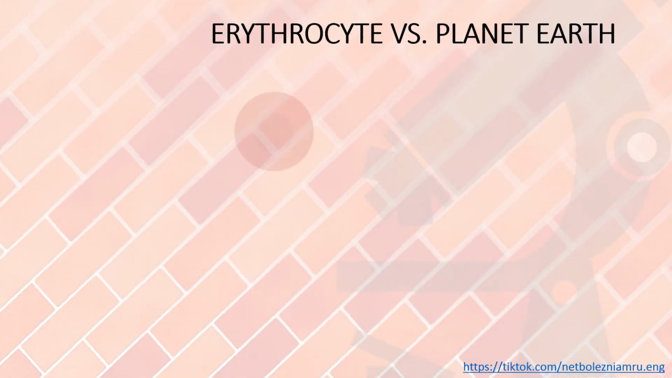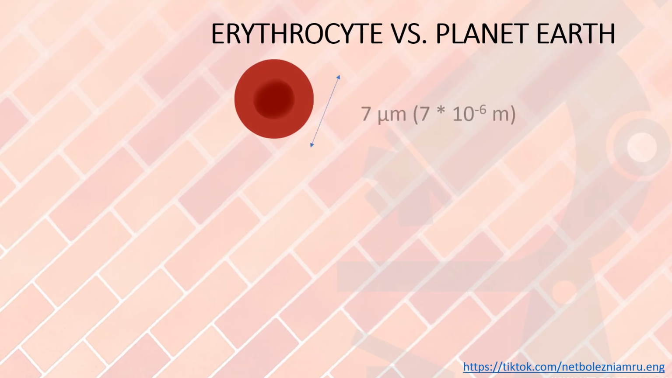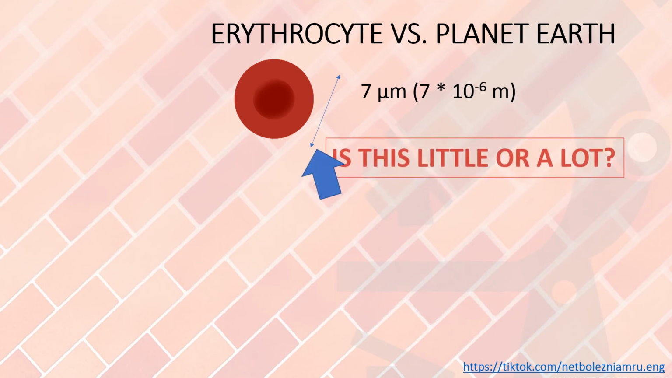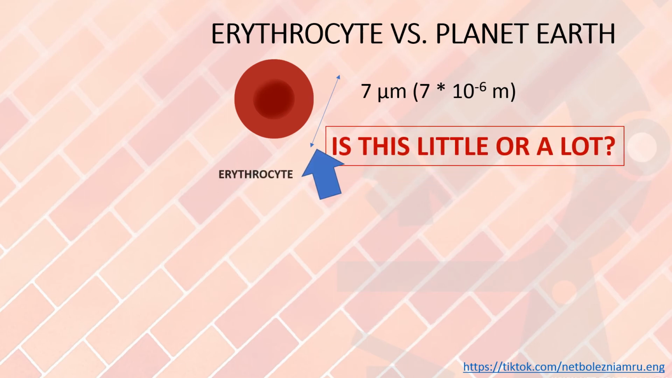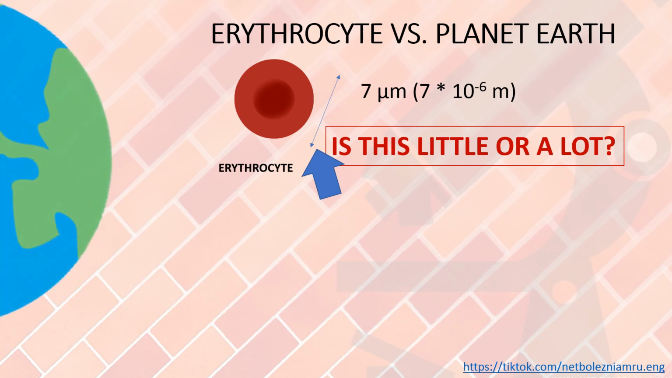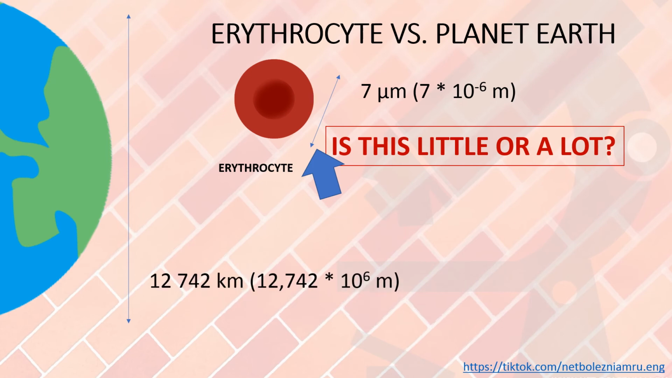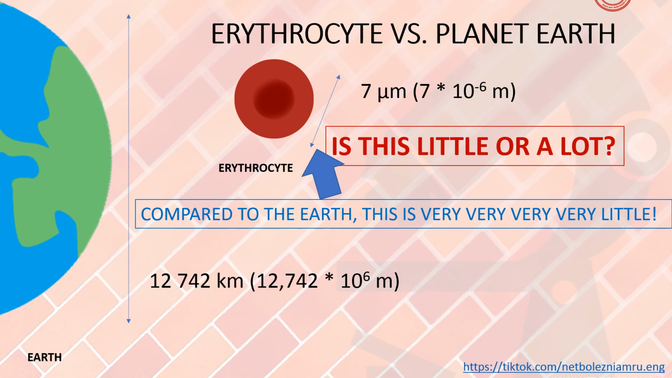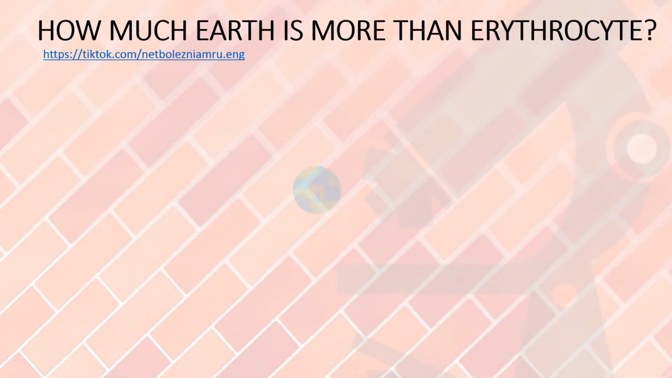Now let's compare the red blood cells with the planet Earth. Imagine 7 microns of a red blood cell and compare it to our planet. Is it a little or a lot? Well, of course, the erythrocyte is small. After all, the diameter of the Earth is about 12,742 kilometers. Compared to the Earth, the diameter of a red blood cell is very small.